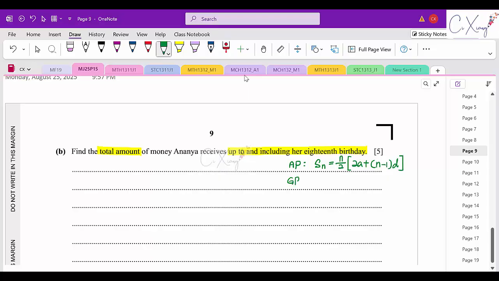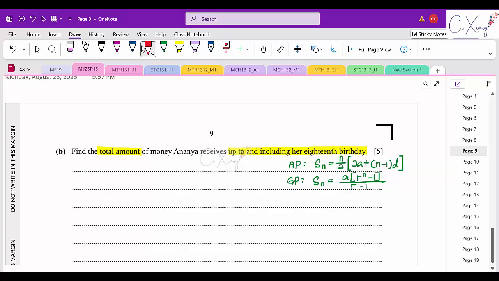For the geometric progression, the general formula to get the sum of the first n terms is a(r^n − 1) divided by (r − 1), or if you want, you can also use a(1 − r^n) divided by (1 − r). And now they are asking for the total amount.